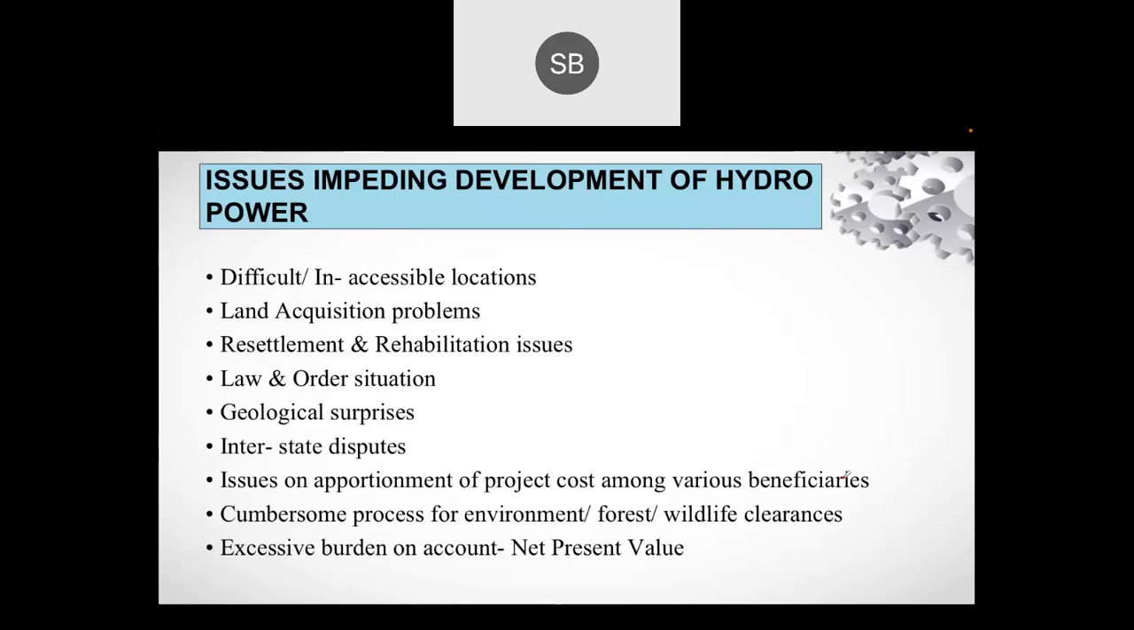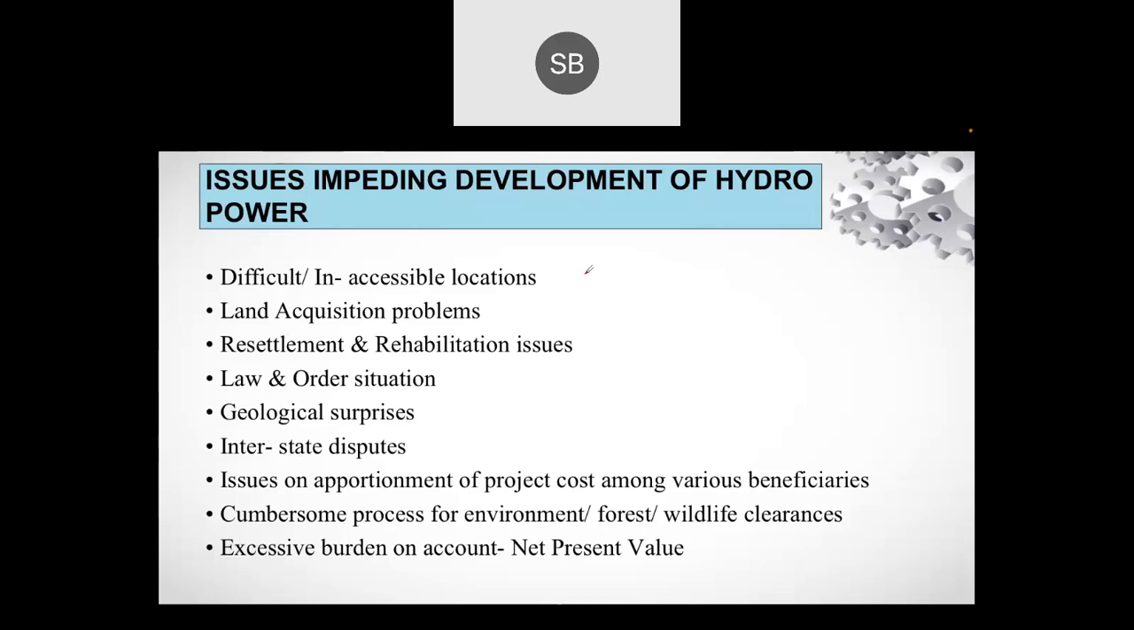Now the issues which come up whenever we develop any hydroelectric power plant are important, because whenever we construct any hydroelectric power plant, we have to consider those points. These issues are going to affect the construction of the hydroelectric power plant. Also, there are social and economic effects on the community.